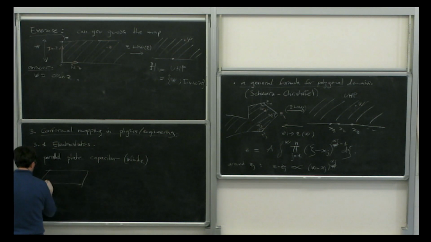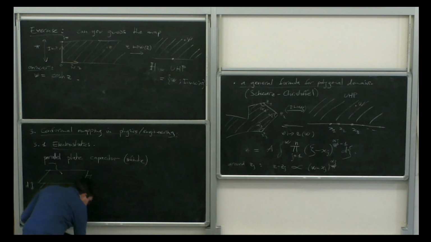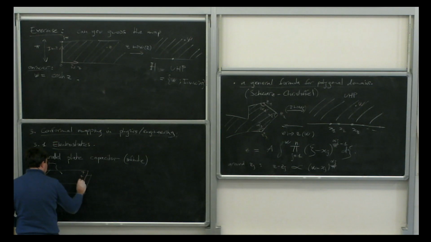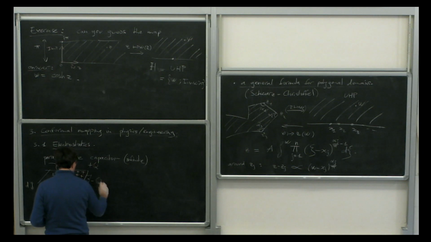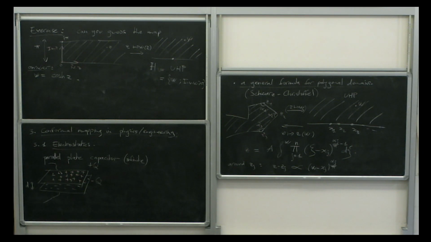So you have two parallel plates like this. There's some wire that brings some charge here, some other wire here. There's some distance between the two plates. Let's call it D. This one is positively charged, so there are some charges here, plus. And this one is negatively charged, minus. So this one has charge plus Q, this one has charge minus Q.